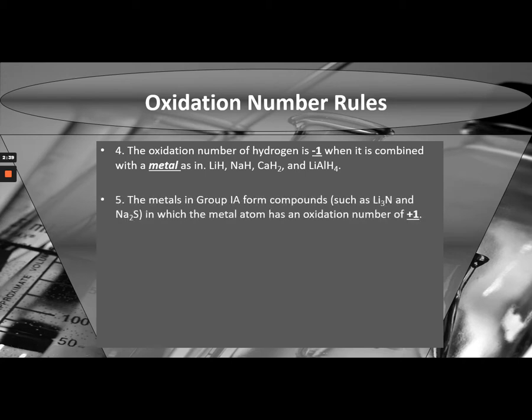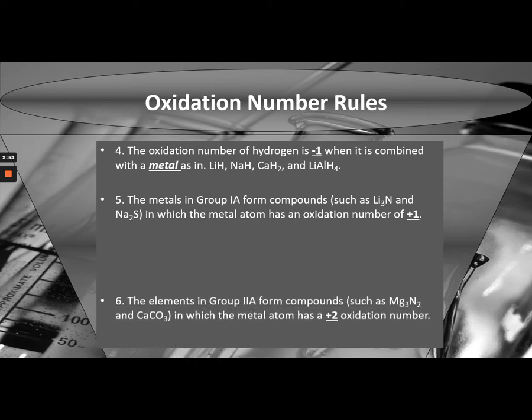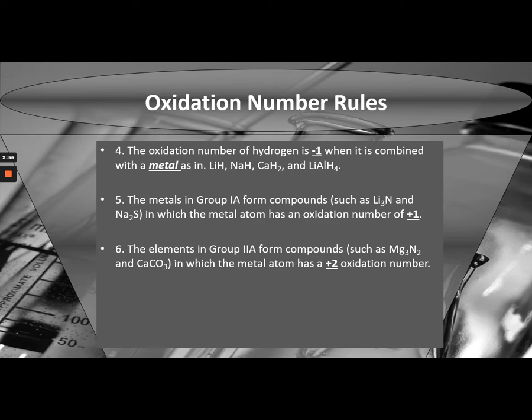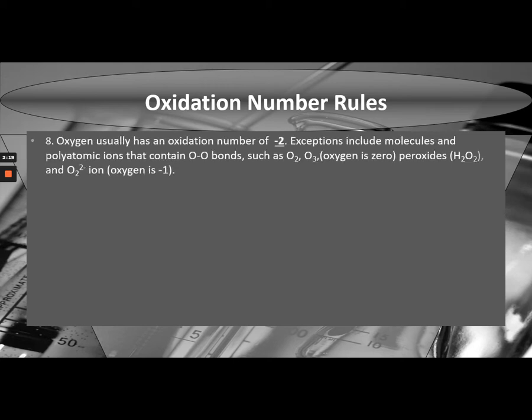The metals in group 1 form compounds such as lithium nitride and sodium sulfide, where the metal has an oxidation number of +1, and we already knew that from previous lessons. Group 1 is +1 because it has one valence electron, loses one, and now has one less electron than protons. Elements in group 2, as in magnesium nitride and calcium carbonate, have oxidation numbers of +2. It has 2 valence electrons, loses 2, and now has 2 fewer electrons than protons, so it's +2. Aluminum is always +3 when combined with other elements, unless it's by itself, then it's 0.